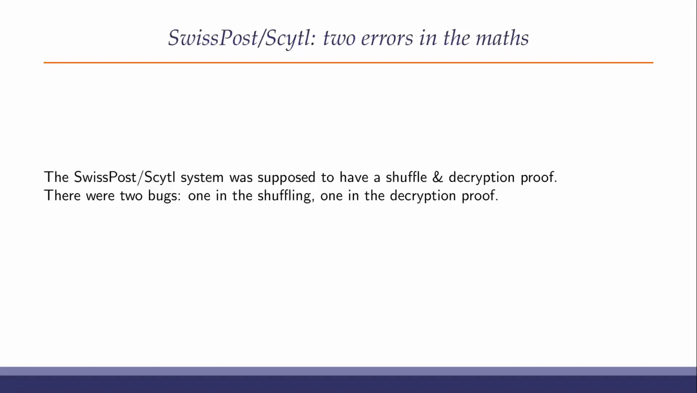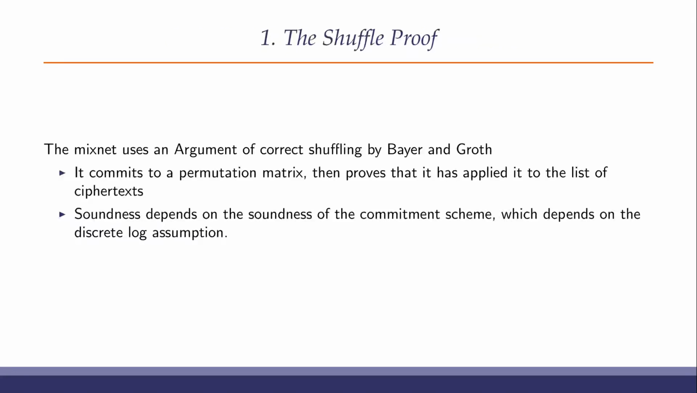We found 2 errors in the maths underlying those shuffling and decryption proofs. There were 2 different bugs. One affected the proof of shuffle and the other affected the proof of decryption. We'll talk about them one at a time. First of all, think about the shuffle proof.